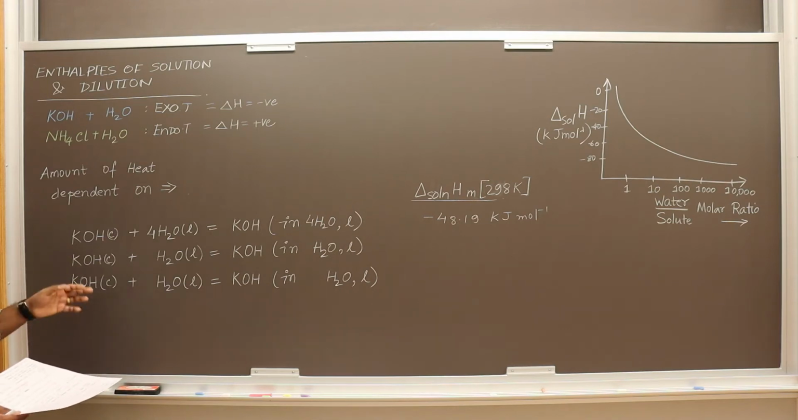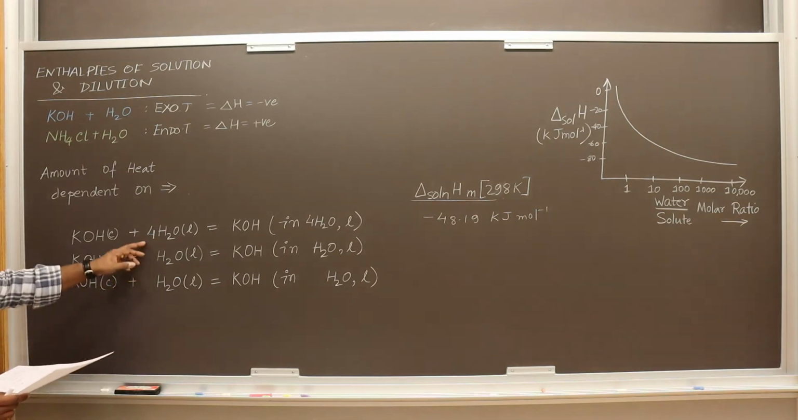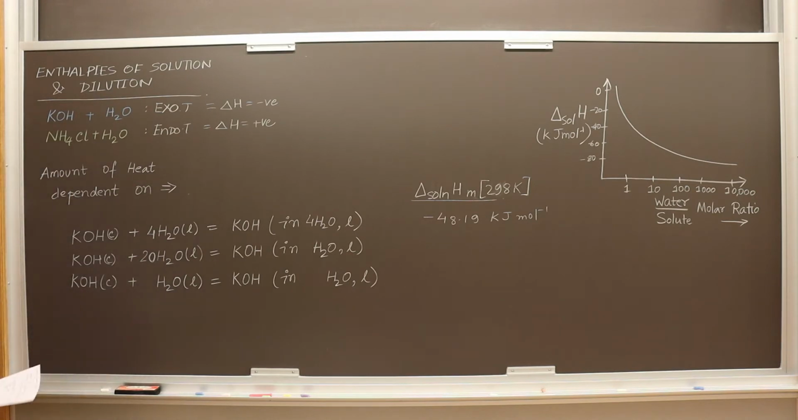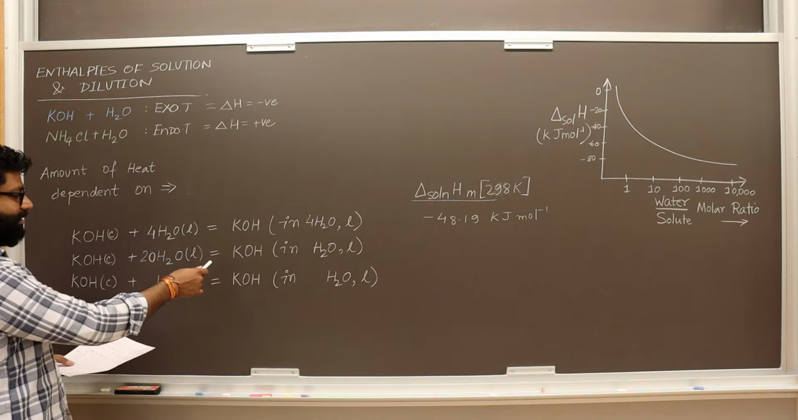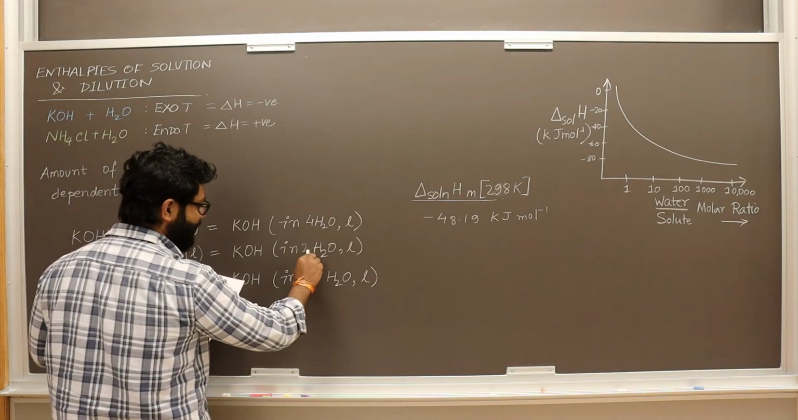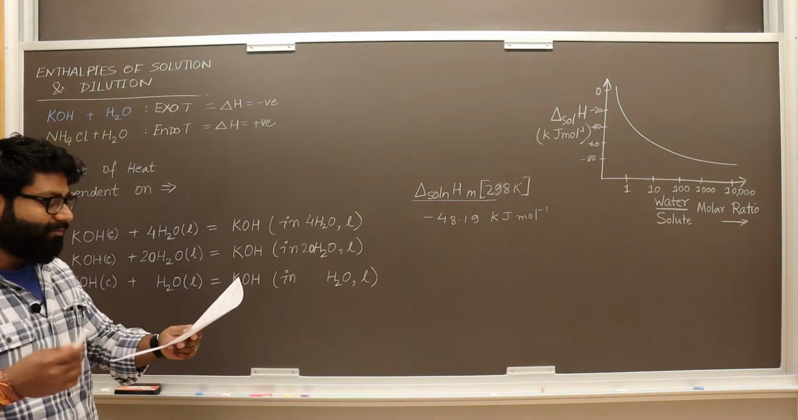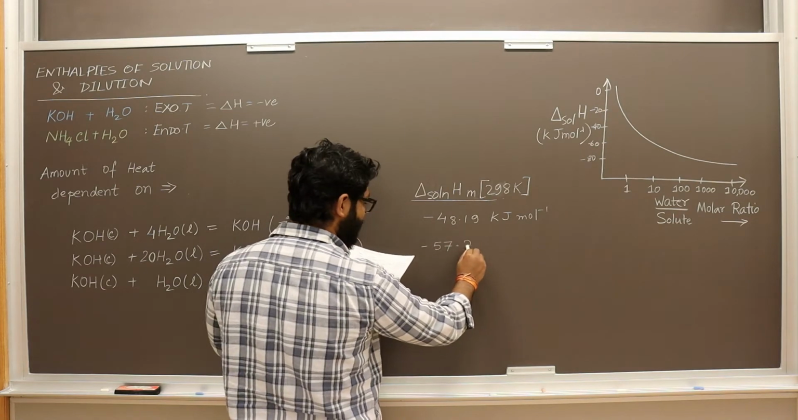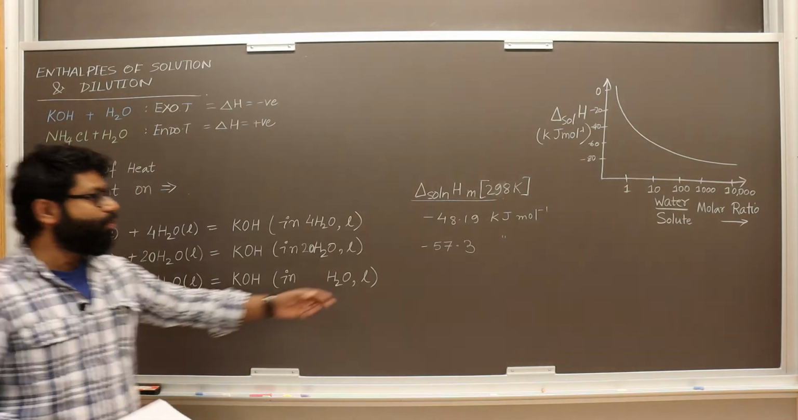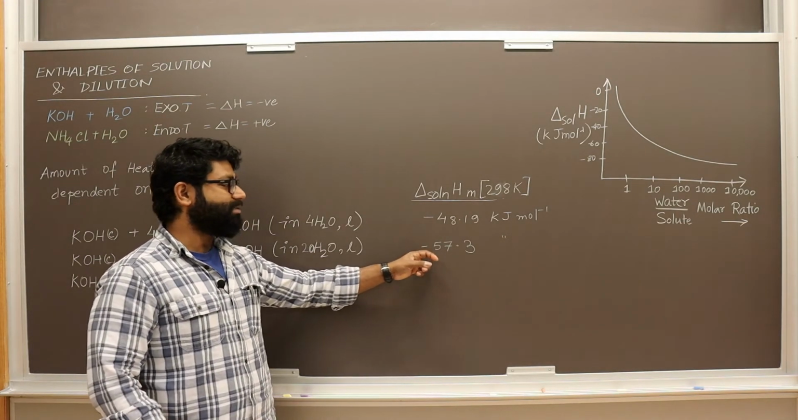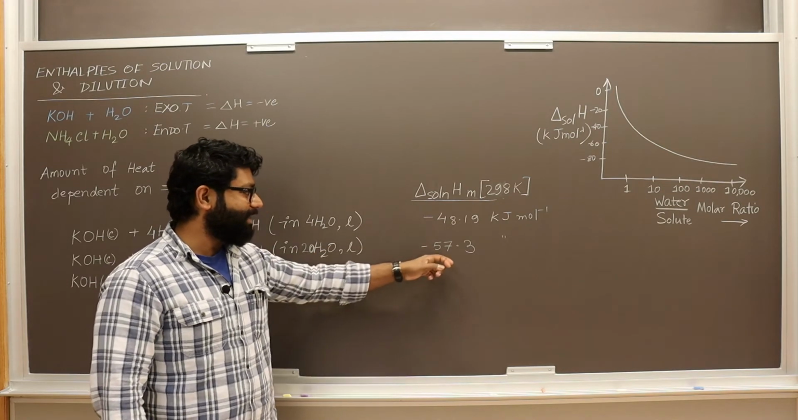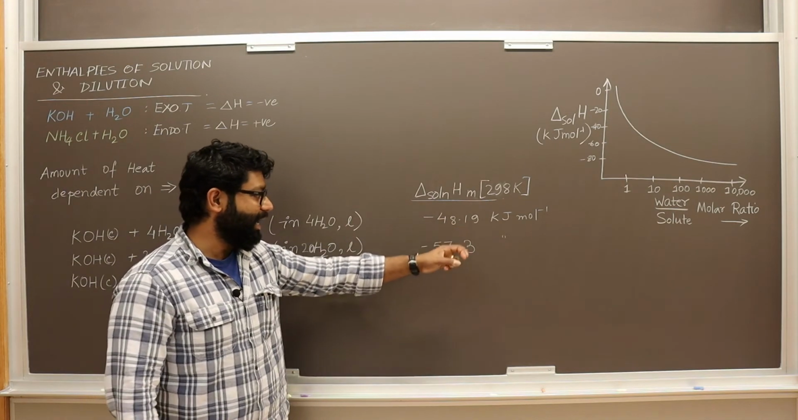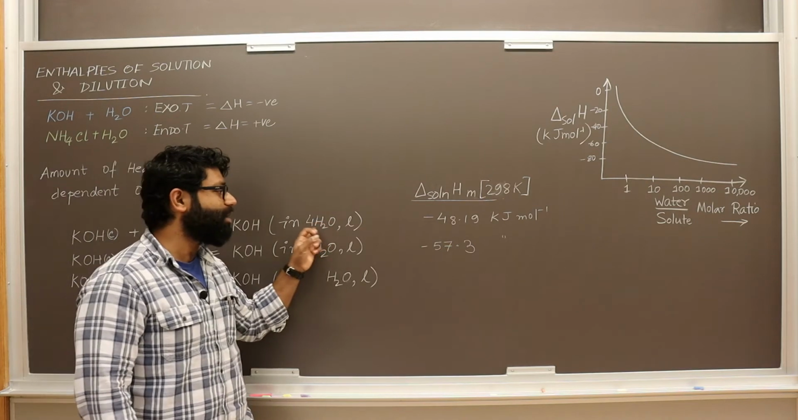Now what if you increase the amount of water? Instead of 4 moles of water, you now dissolve it in 20 moles of water. How are we going to write this equation? We have to specify that we have 20 moles of water. When we calculated the heat, the delta H of solution came out to be minus 57.3 kilojoules per mole. So you see, more heat was released. The negative sign means heat is being released, an exothermic process, and the magnitude of the heat released was more in this case than when you had 4 moles of water.